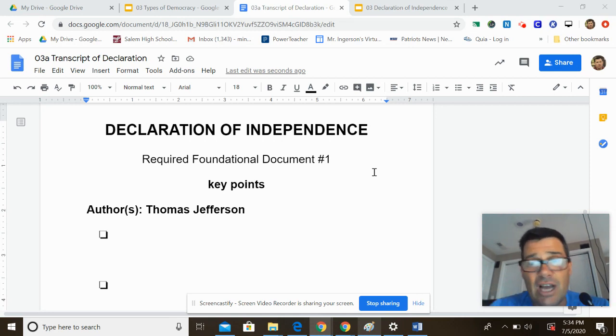So anyway, you should have a document that looks like this in front of you. I think I have all of them in green, so that way we can keep track of our foundational documents. This is document number one. Author is Thomas Jefferson, obviously. And then what we're going to do is I have the bullet points laid out. I'm going to go ahead and give you the bullet points on a PowerPoint. You're going to go ahead and write them down on the sheet. And then I would turn it over.